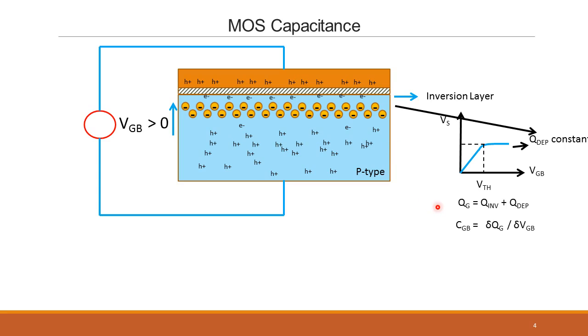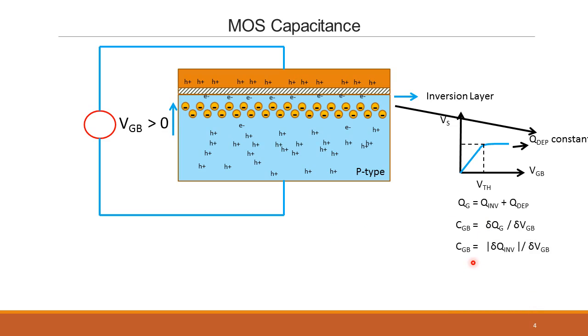Now, what is the definition of our charge? There are two types of charges. One is Q inversion, the charge in the inversion region, plus the charge in the depletion region, because this charge hasn't vanished anywhere, it is still there. And CGB, we will write it as dQGB versus dVGB. The definition remains the same. Of course, there's a negative sign which I'm forgetting right now.